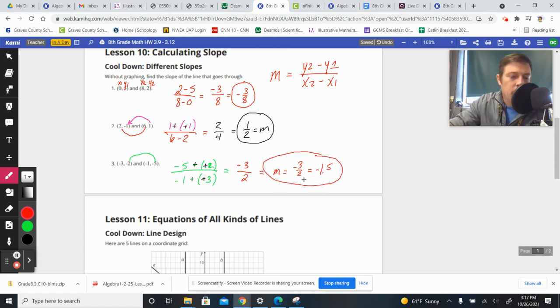Okay. And there's your help for your cool down. Subtract those y values, subtract those x values, set it up as a ratio, reduce it if need be. And that's how you find slope when you have a pair of ordered pairs like this.